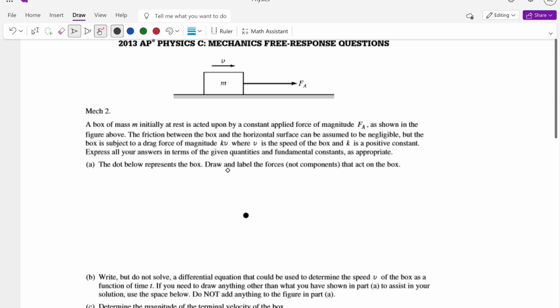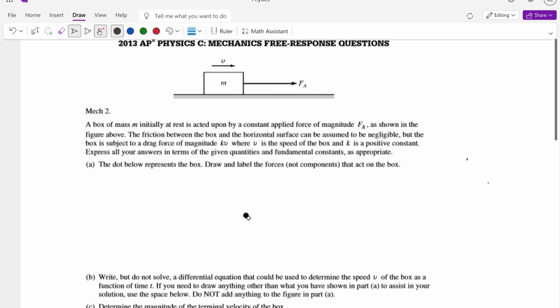And then they're asking to draw and label the forces, not components. What that means is that let's say you have a ramp, right? And then you have an object here. So we know that there's going to be weight downwards of mg and a normal force perpendicular to the surface. And when it's talking about components, it's talking about the force that's going to move this object down the ramp, which is going to be mg sine theta. And in this case, we don't include that. We're just talking about forces that directly act on the object.